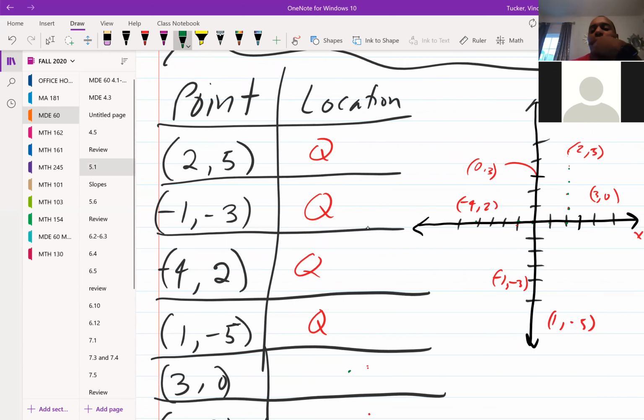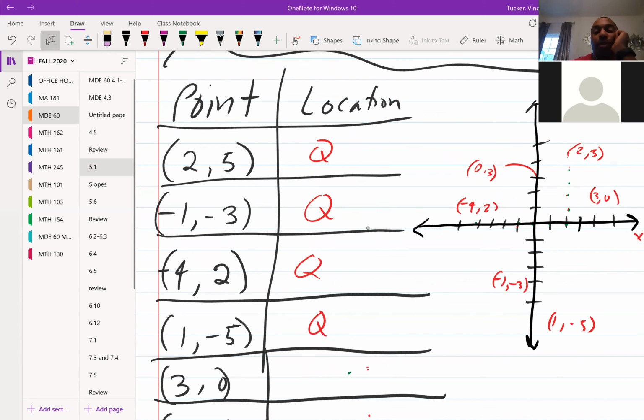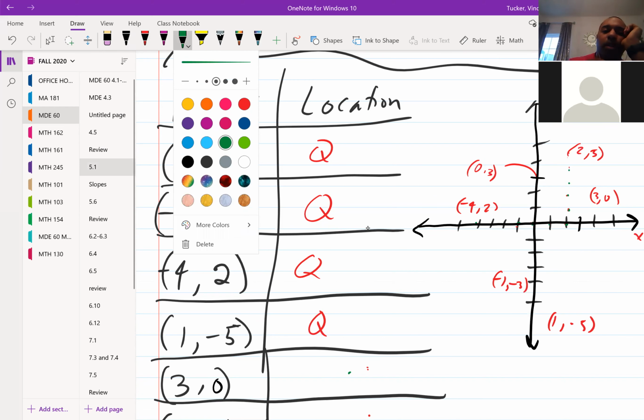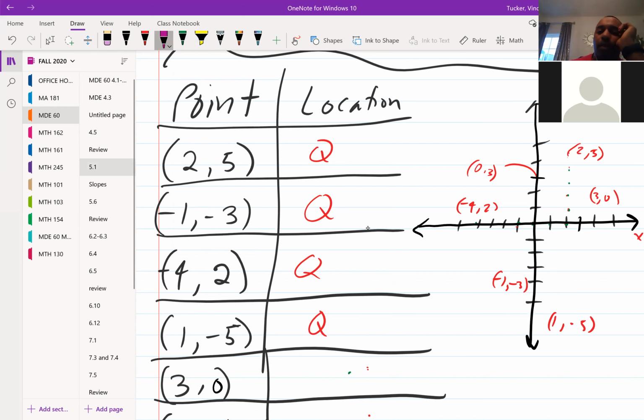Let's walk through this a little bit. If we have these points and we want to graph, like I mentioned before, you always do your X move first and then your Y. So if I'm looking at (2, 5), you always start at your origin. I will go to the right 2 because it's positive, and then up 5. And that'll be right there, (2, 5). So that'll put me in quadrant 1.